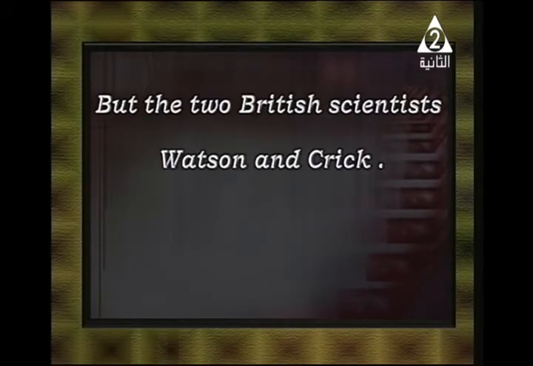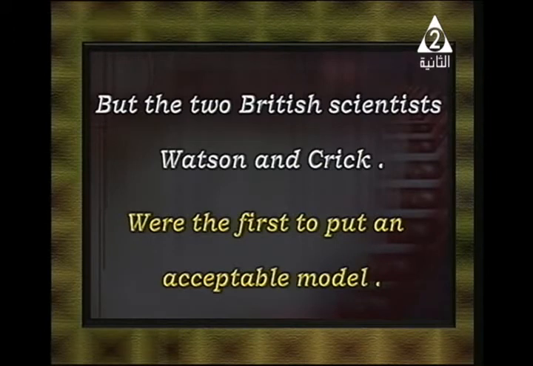But the two British scientists, Watson and Crick, and remember well, both of these scientists are very important because they had a great role in changing the direction of science and our imagination about the DNA structure. Watson and Crick, don't forget their names, are considered the first scientists to put forward the acceptable model for DNA. Actually, the structure of DNA that you will find when you browse it on the internet was made by Watson and Crick, the British scientists.